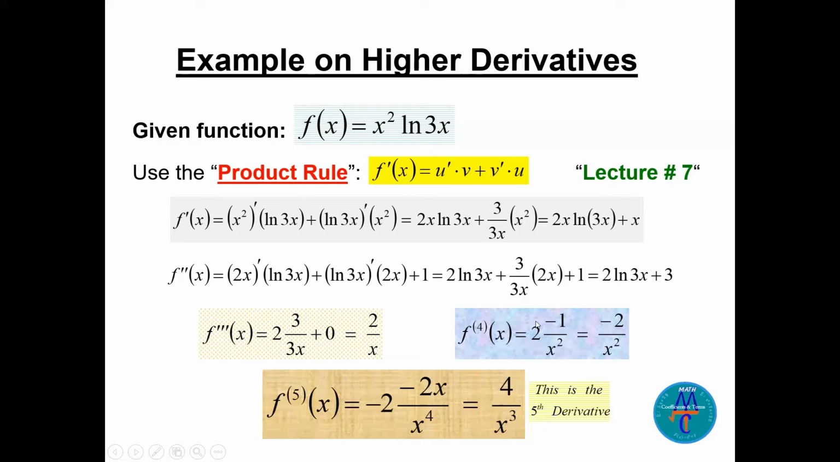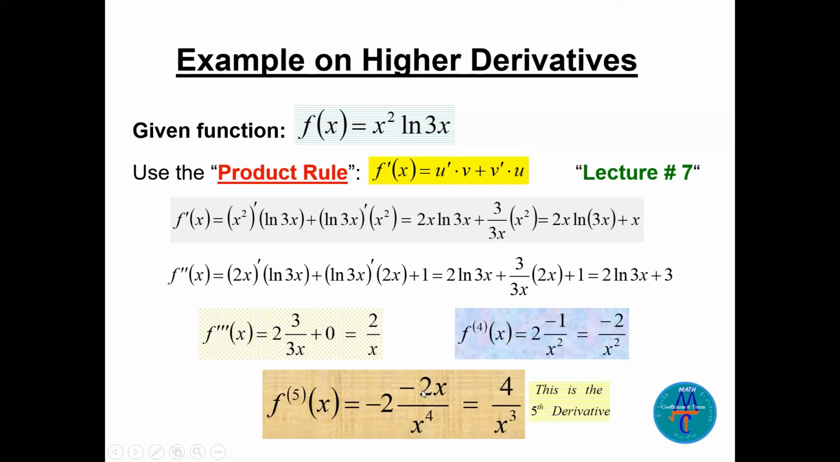So it will be 2, this is a constant. The derivative of 1 over x will be minus 1 over x squared, as you remember. So it will be minus 2 over x squared. Now let's find the fifth derivative. So I take minus 2, this is a constant here. Then I have 1 over x squared.